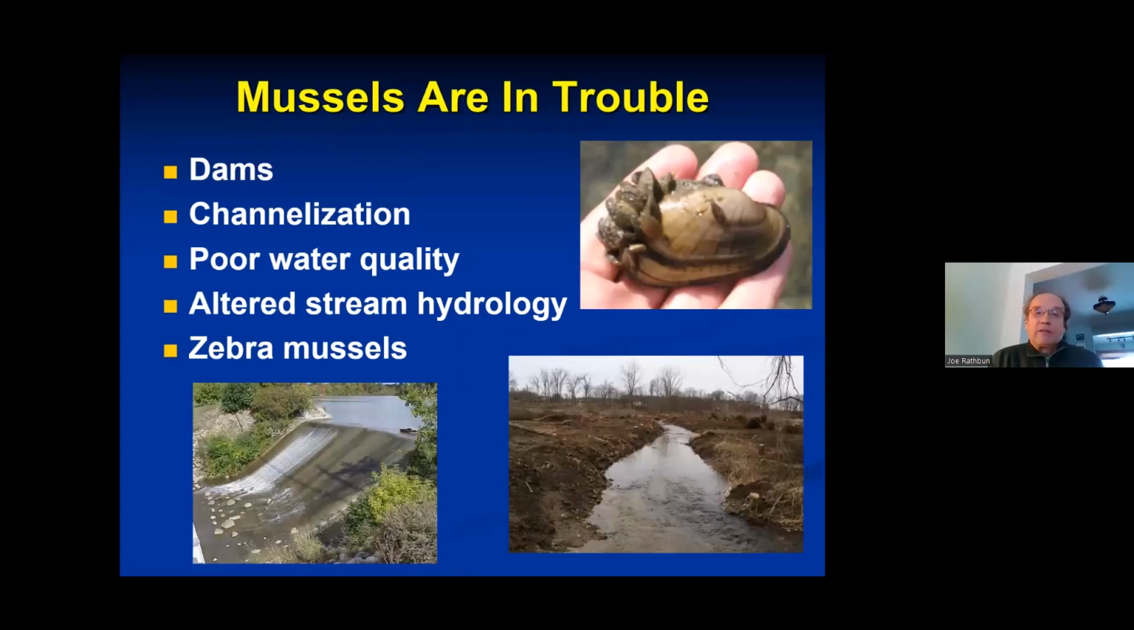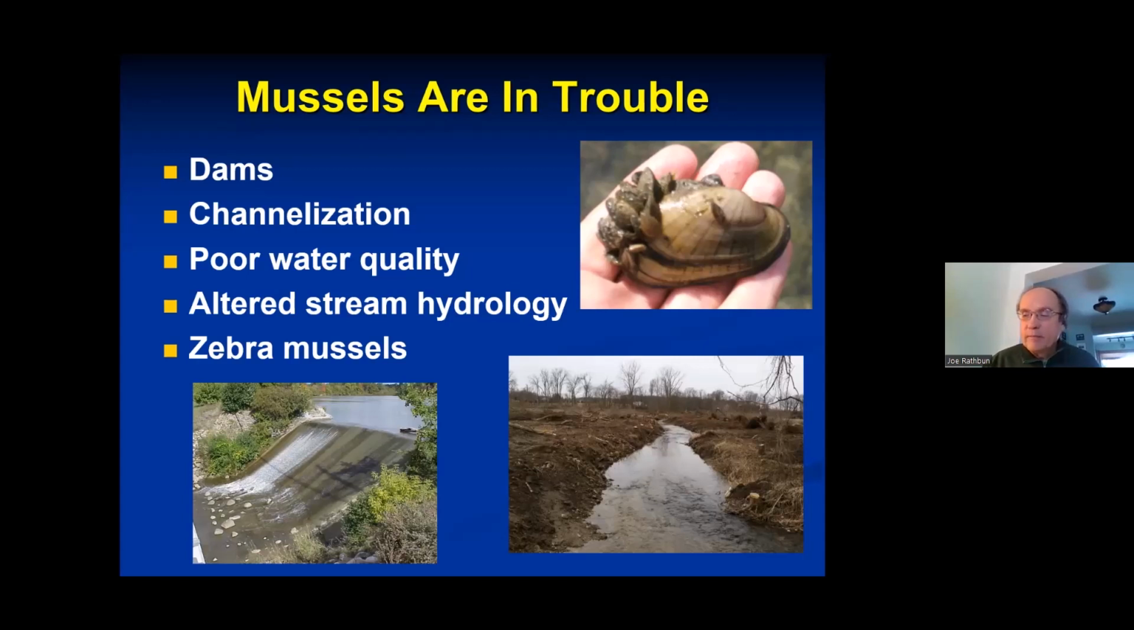Mussels are in trouble around the country, around the world. Dams interfere with the movement of the host fish. They also create reservoirs, which are very simple habitats compared to the rivers that mussels more typically live in. And so while you can have immense numbers of mussels in lakes and reservoirs, you tend to have a lower diversity, maybe only 1 to 4 species.